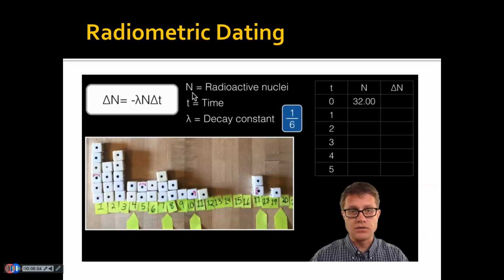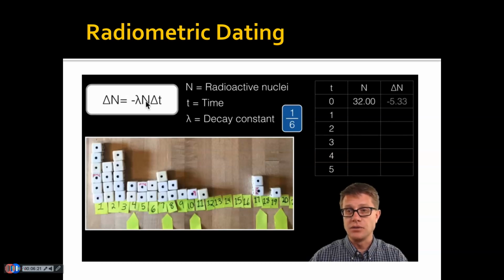So let me walk you through this formula. What is our time going to be? It's going to be 1. What's going to be our N value? It's 32. So 1 times 32. And then what's our decay constant? It's 1/6. And so it's going to be negative 1/6 times 32.